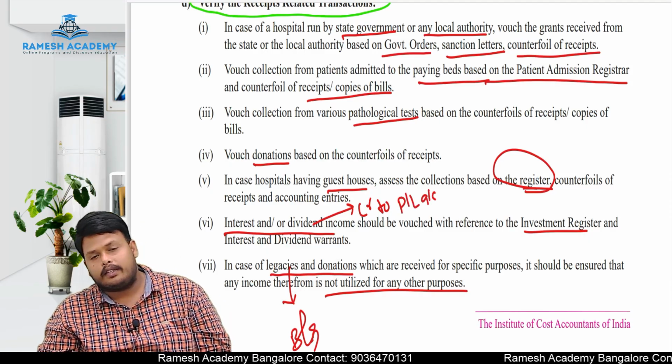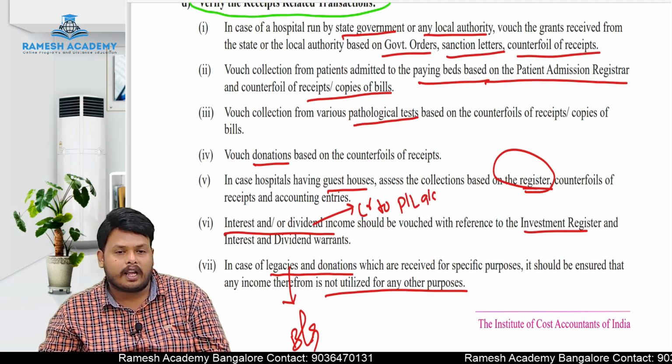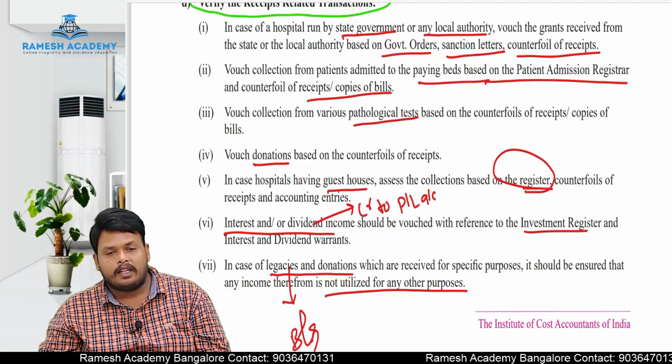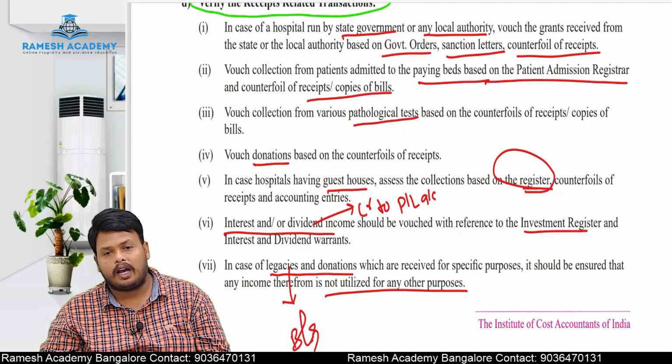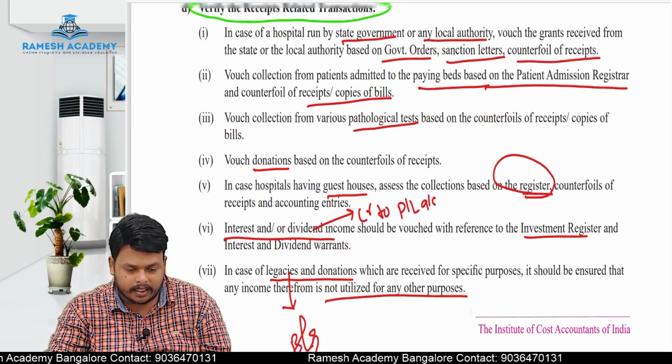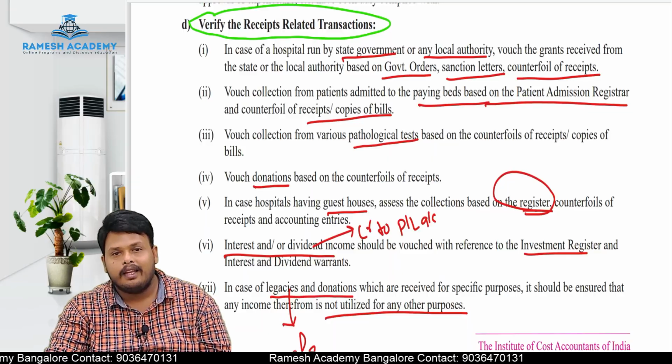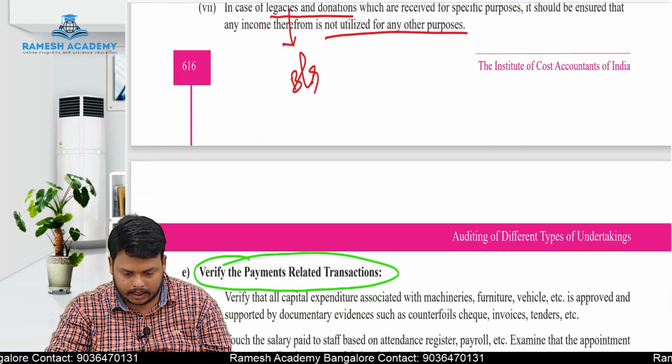Next, in the case of legacies and endowment funds, the auditor has to very carefully examine whether the amount received towards these fund accounts is used only for the set purposes, not for other purposes. So these are the transactions the auditor has to verify regarding receipt related transactions.